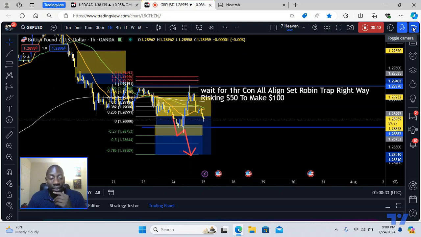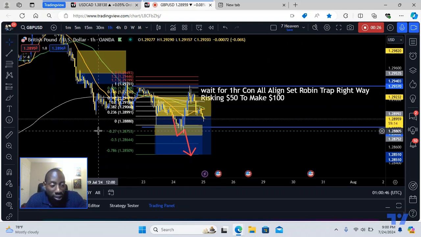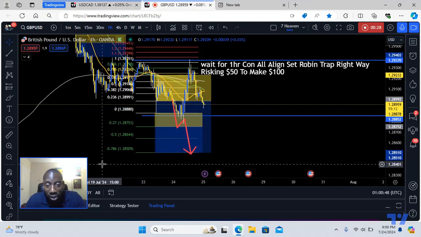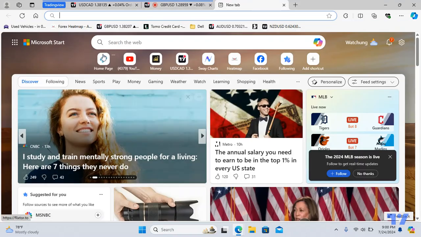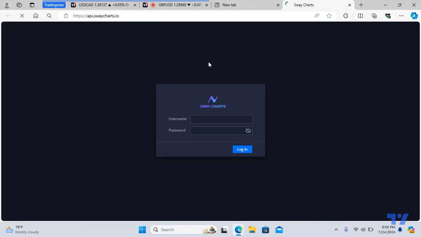Let's get into things, right? So we have GBP USD. I'm just catching up to the market right now. I set up some things on the charts, but I'm just in the middle of it right now. Count currently. Check this out, right?